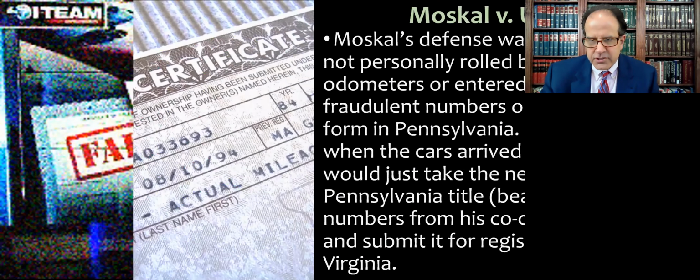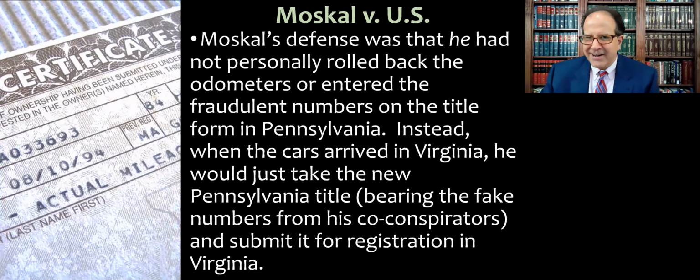So again, we're talking about a title washing ring like you might hear about on your evening news. So Moskal's defense here was that he had not personally rolled back the odometers or entered the fraudulent numbers on the title form in Pennsylvania, where the ring was based. So they would get these used cars and somebody would roll back the odometers. Another person would fill in the new lower fake number on a title registration form or title transfer form and register it with Pennsylvania. And then they would ship the cars to Moskal in Virginia, and he would just take the new Pennsylvania title that was bearing the fake numbers from his co-conspirators and submit it for registration in Virginia.